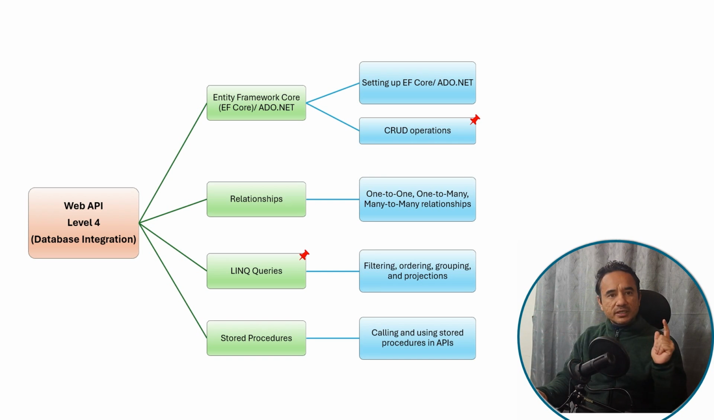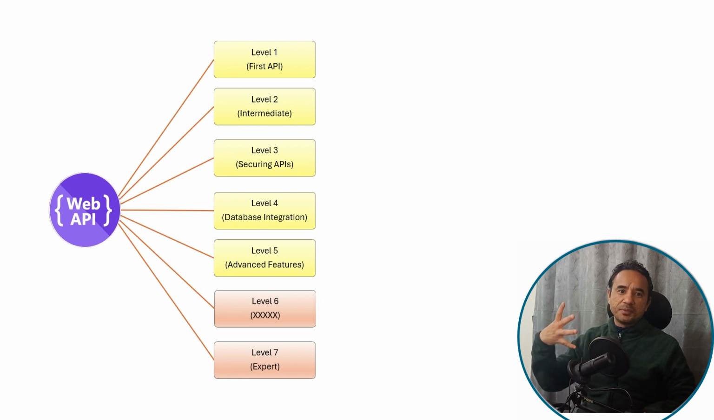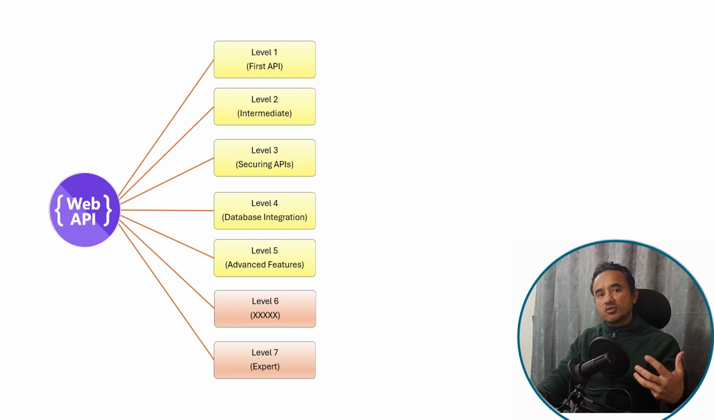And now is the turn of some advanced features of web API. Basically, until level 4, it is how to create a good web API by using the above levels. From level 5, how to create an advanced web API.